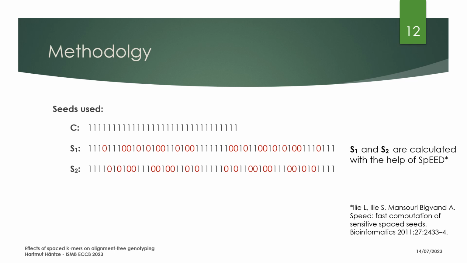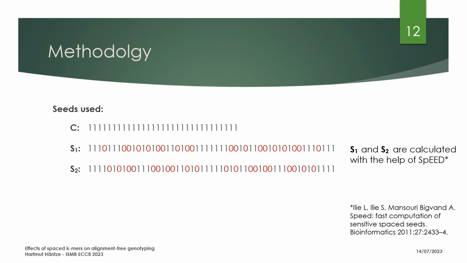We designed both of these seeds with the help of the software called Speed. Speed is a helpful tool which allows us to quickly compute good seeds. Now we know that Speed is not actually developed for this kind of context, but the problem is NP hard. So while Speed is not the perfect solution, we still think it is a good solution for this kind of problem, which is also similar to the problem Speed was developed for. We're going to compare both of these seeds to the control group, and we want to see the impact of these zeros, the don't care positions.